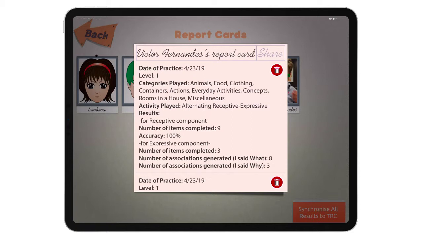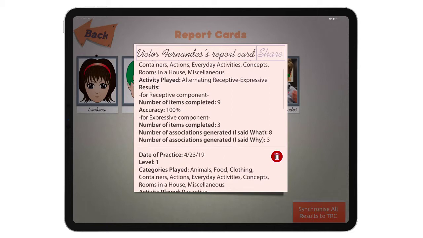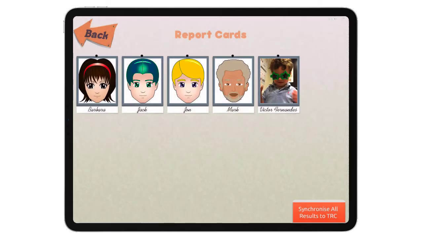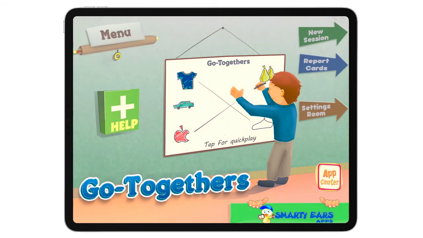The app is actually showing the progress of this learner. We can see all the categories it worked on, the activity was played as an alternating, how many items were completed, and how many he said what and how many he said why. This data can be shared amongst professionals. So if there's a child that currently sees a speech pathologist, or if you want to share this with your child's teacher, it's something that you can do as well.